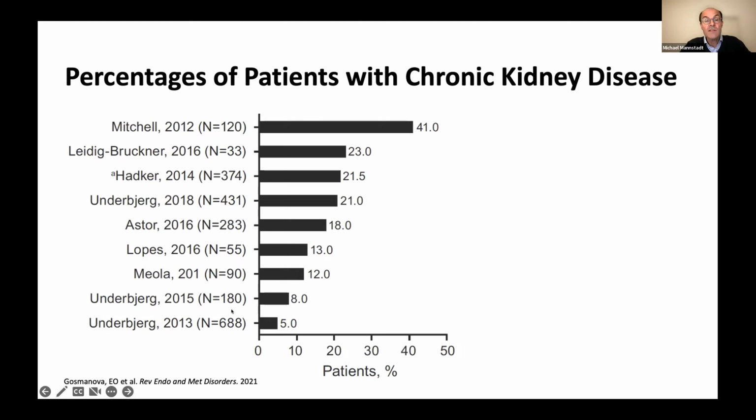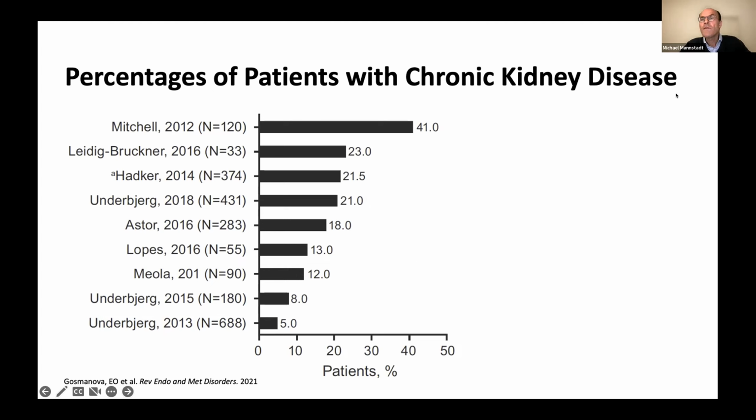So you can imagine that a study that has 688 patients, well, you would really know about this study before you look at the study that has many fewer patients. And here is the percentage of patients with chronic kidney disease. And it goes from 41% down to 5%. And this looks scary, doesn't it?